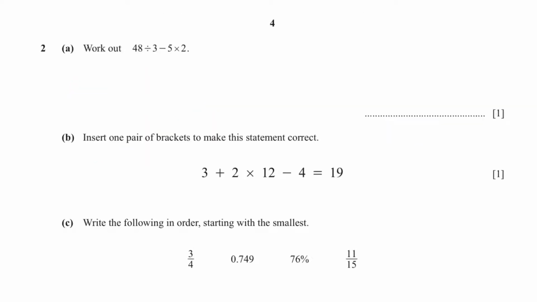Question number 2, you have to work out this. You just have to put it in the calculator, and when you do so, you will get 6. The next question, you have to insert one pair of brackets to make this statement true. So this you will get by trial and error. Here, when you do that, you will get 19.